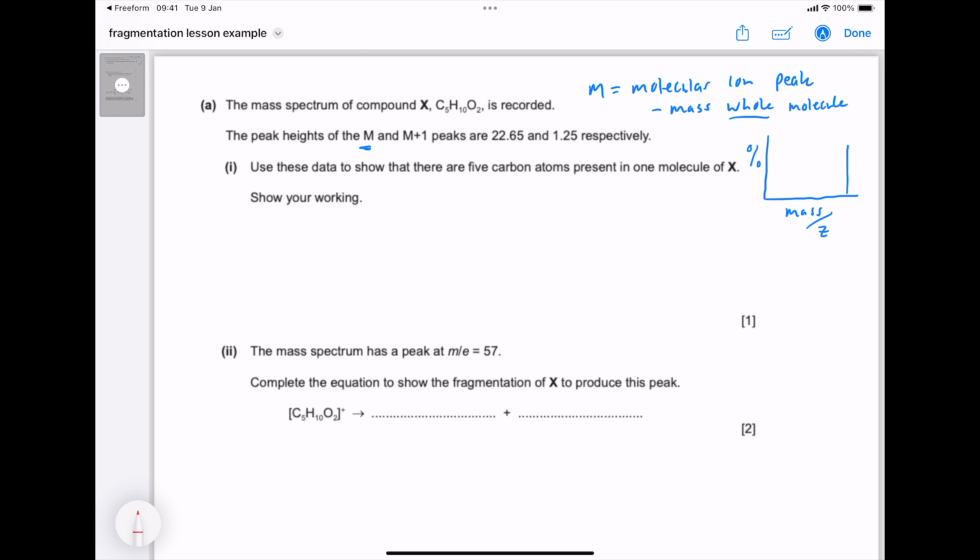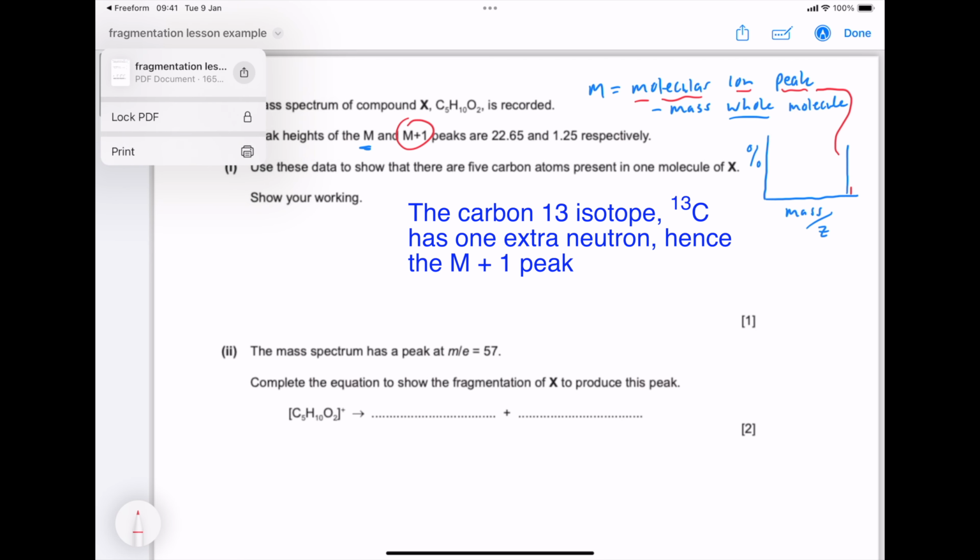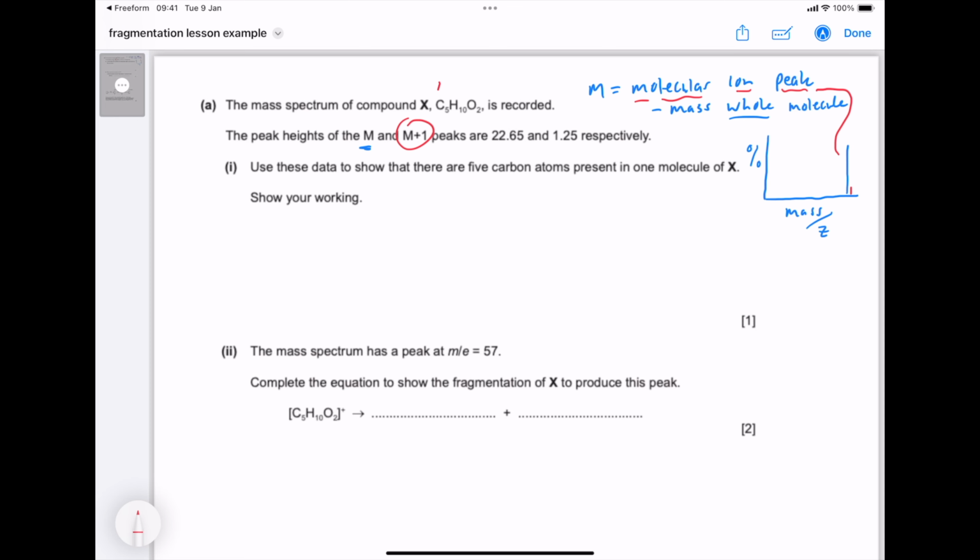Why is it the last peak? Because it's the heaviest. The molecule is unbroken, and then usually right after it you have a tiny little peak next to it, which is the M+1 peak. And the reason for that is the presence of, in this particular case, carbon-13. In all natural substances containing carbon, carbon-13 makes up approximately 1.1% of the total carbon. So it's majority carbon-12, but there will be 1.1% carbon-13.